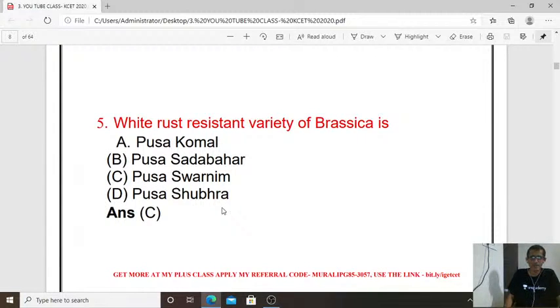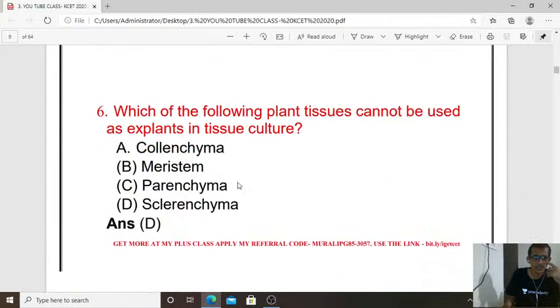White rust resistant variety of Brassica is which one? Rust resistance refers to resistance against fungal attack. The white rust resistant variety of Brassica is which one? It is Pusa Swarnim. Pusa Swarnim is the right answer; it is the white rust resistant variety of that particular plant. Next, question number 6.